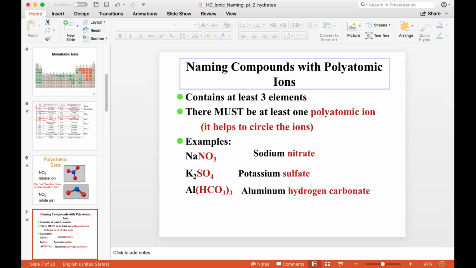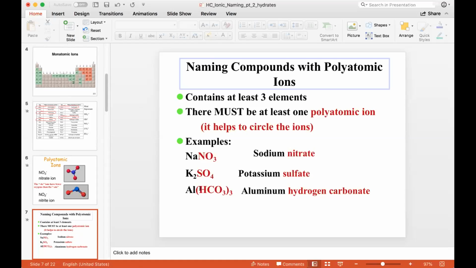And then here, Al(HCO3)3. So I'm trying to let Porter in. I don't know if his Wi-Fi is not good or something. He might be in now. I keep trying to hit accept.